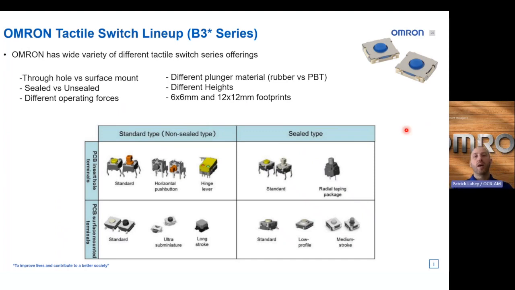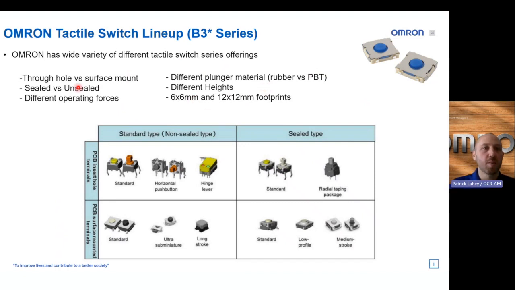So for Omron, we have a very vast variety of tactile switch offerings. I'm not going to highlight any one series in particular, just because a lot of them can be used across multiple applications. So our series within the tactile switches are the B3 series, whether it's B3S, B3SE, B3SN, B3F. B3 is usually the start of our tactile switch lineup.